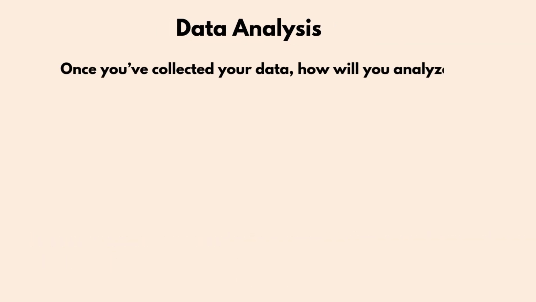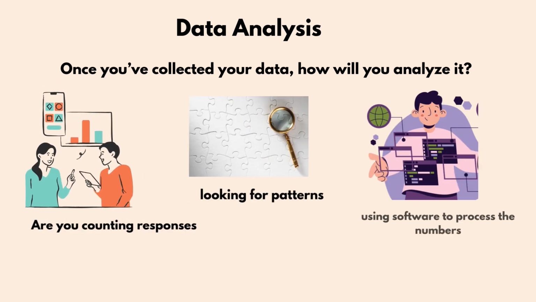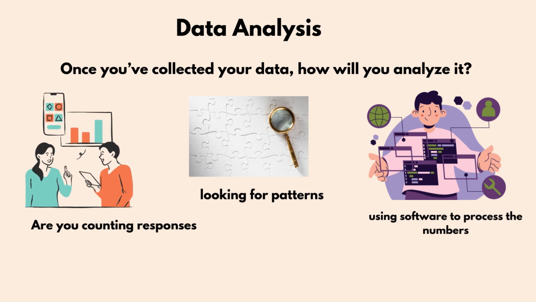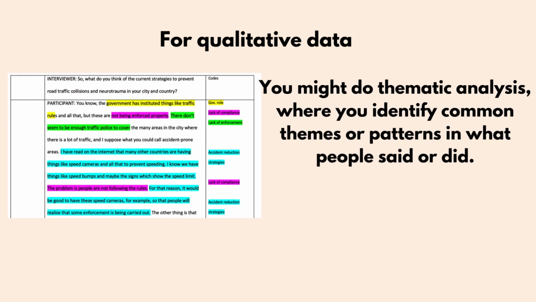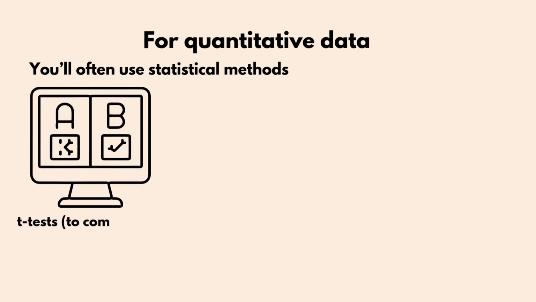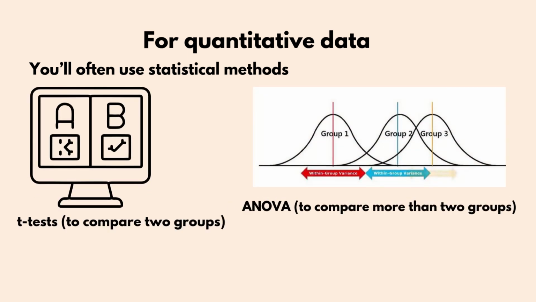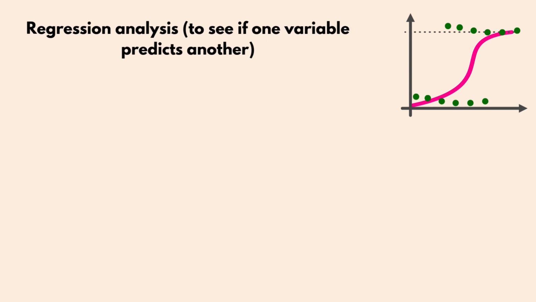Data analysis. Once you've collected your data, how will you analyze it? Are you counting responses, looking for patterns, or using software to process the numbers? This part is key. For qualitative data, you might do thematic analysis, where you identify common themes or patterns in what people said or did. For quantitative data, you'll often use statistical methods like t-tests to compare two groups, ANOVA to compare more than two groups, or regression analysis to see if one variable predicts another. This is where the numbers come to life.